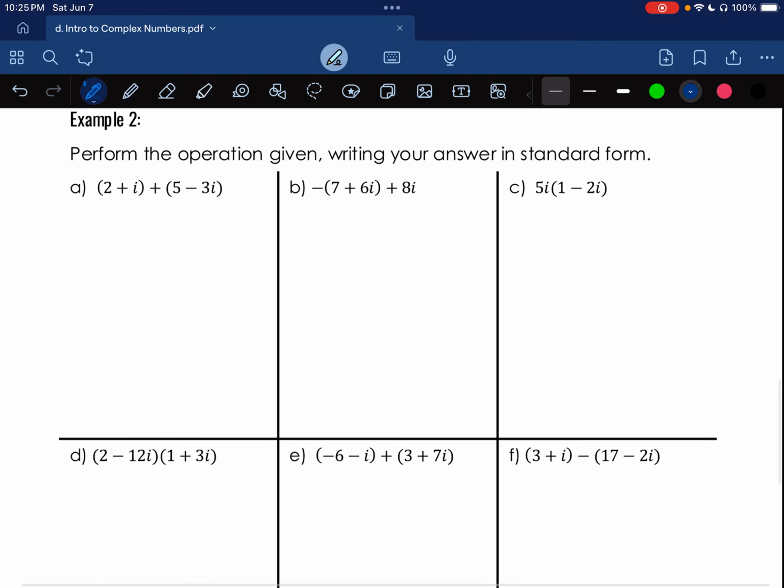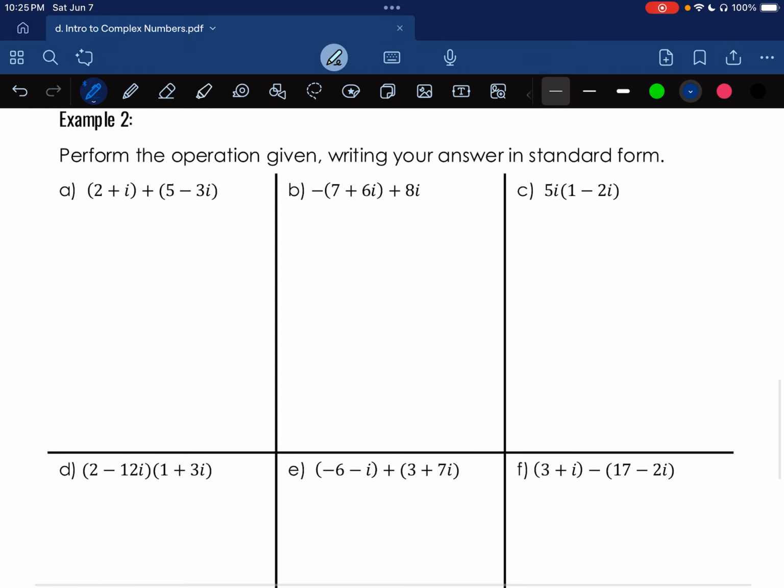All right, so here we are adding. We're going to add real part to real part, imaginary part to imaginary part. So we'll get 2 plus 5 is 7, and 1i minus 3 i's is going to be minus 2i.